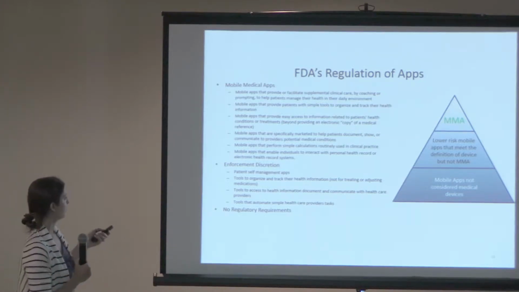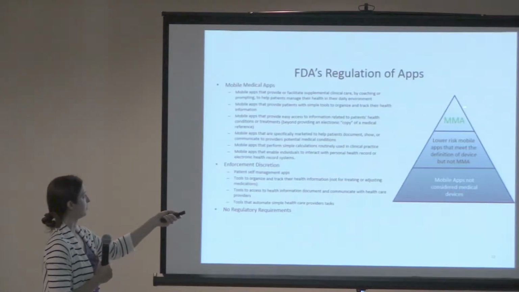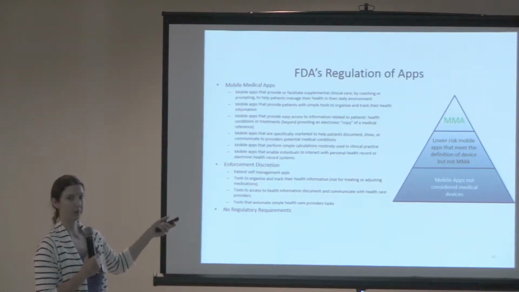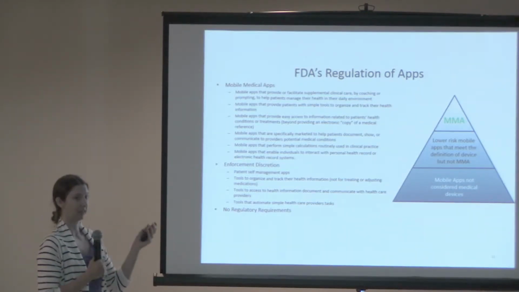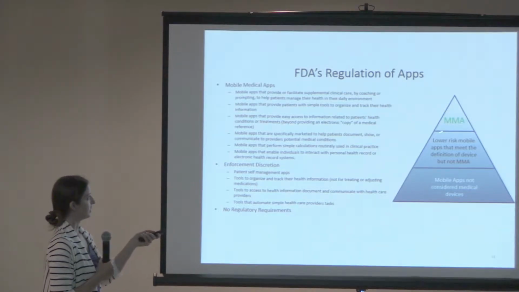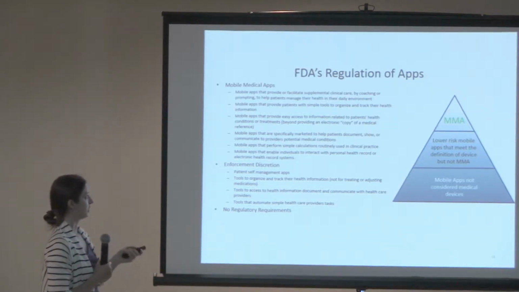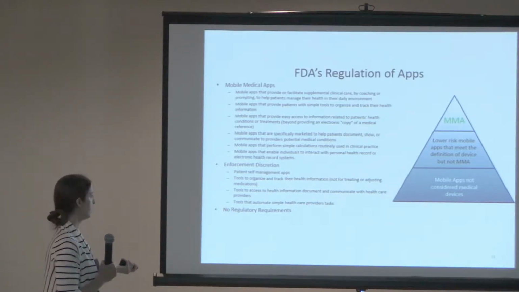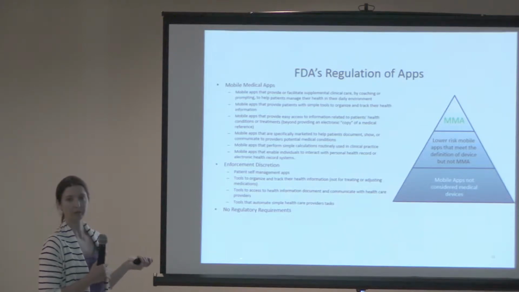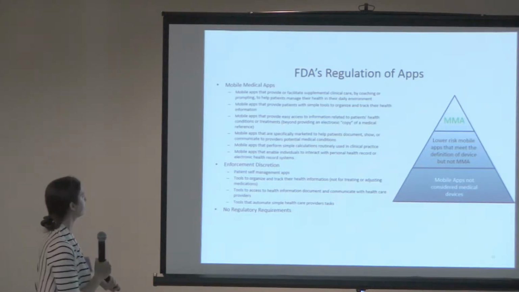And I'm sorry this is kind of small, but it gives a lot of information here. So we have mobile medical apps, which are the top category. This is the smallest category in which the FDA will actually be looking at and regulating. The next category down is lower risk mobile apps that meet the definition of a device, but they're not mobile medical apps. And those are under enforcement discretion. And then the third category are mobile apps that are not considered medical devices, and there are no regulatory requirements whatsoever for those. So your devices could fit into any one of these three categories.